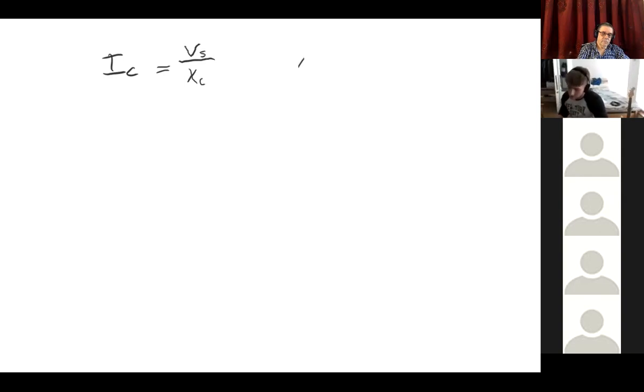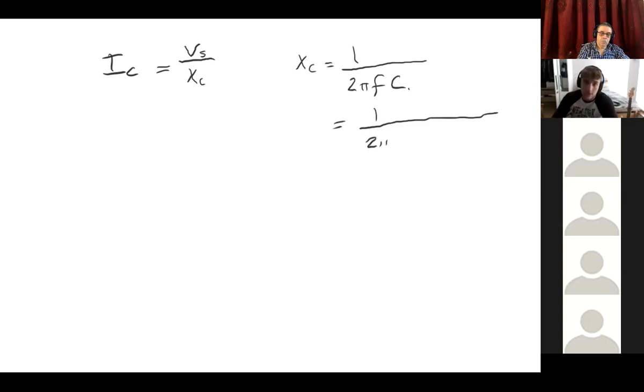No, so we need to calculate XC. That is 1 over 2 pi FC. 2 pi times 50 times 30 times 10 to the minus 6. Agreed? Yep. What do you get for that then?